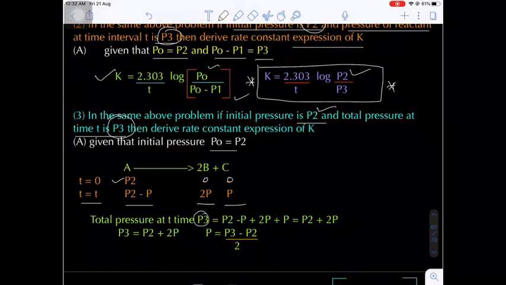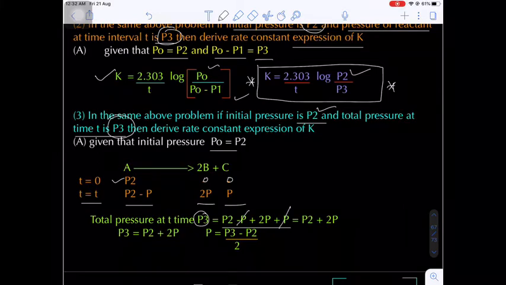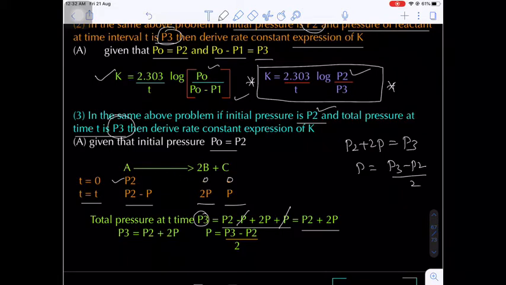That is given in the question as P3. So I am writing P3 is equal to the actual total pressure, how much? P2 minus P plus 2P plus P. So here you will cancel minus P plus P and you will get finally P2 plus 2P. The P2 plus 2P will be the total pressure at a time interval T, which is nothing but P3. So P2 plus 2P is nothing but P3. Okay, from here shall I find the P value? Yes, that will be P3 minus P2 divided by 2. Are you getting my point? So this is the P value.